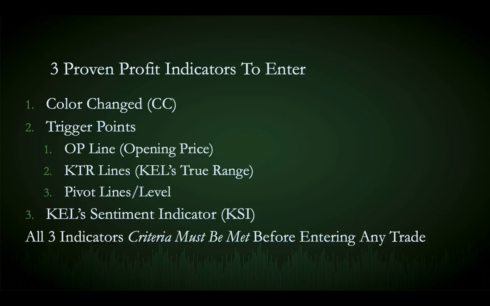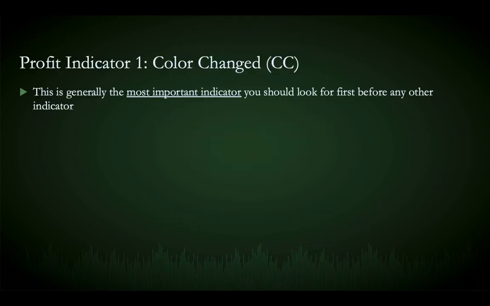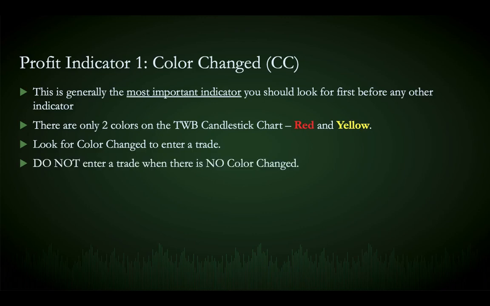So let's go through the first, which is the color change indicator. What do I mean by color change? Color change is generally the most important indicator you should look for first before any other indicator. The moment you look at the chart, if you have the intention to trade, the first thing you look for is color change. There are only 2 colors on the candlestick, as I shared in the previous module: red and yellow. So we look for color change to enter a trade.